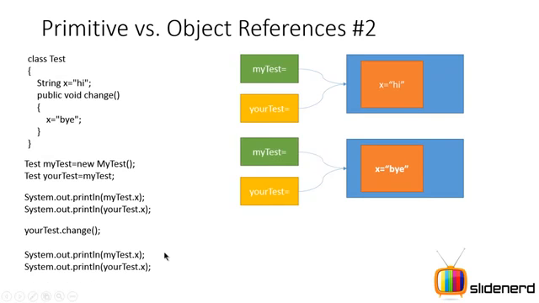Hence, now if you print myTest.x, yourTest.x, since both of them point to the same place, both their values are going to become bye, which means object references share objects if set equal, and that's why a change in one will affect the other. But for primitive types, that is not the case.